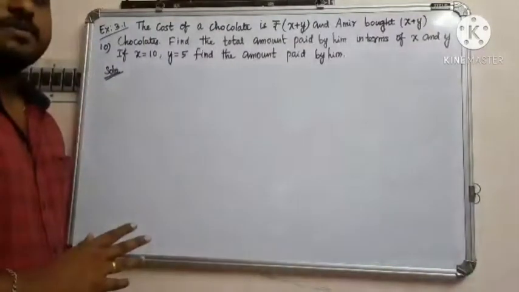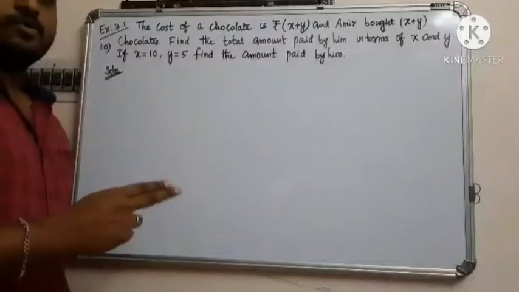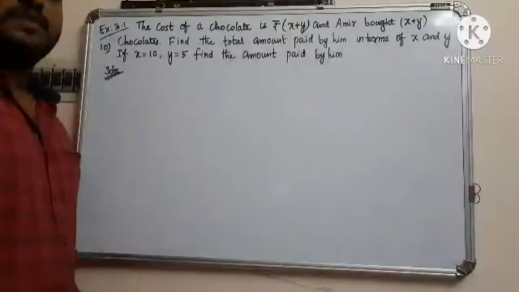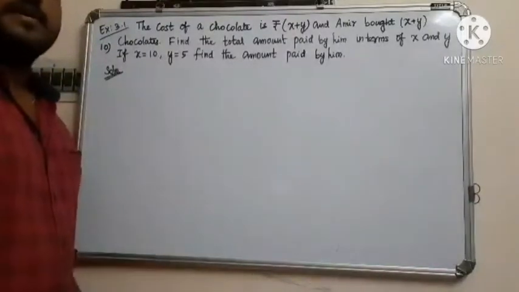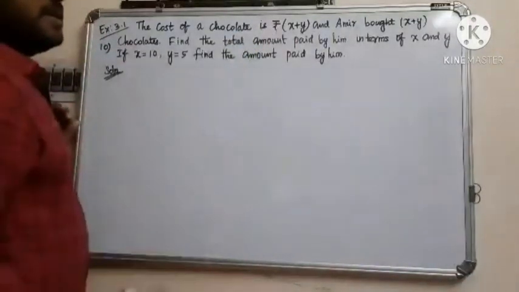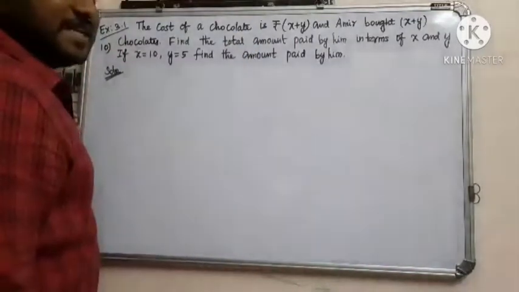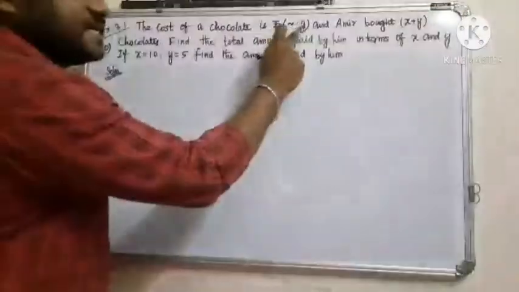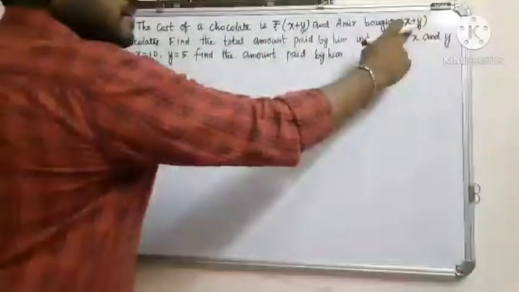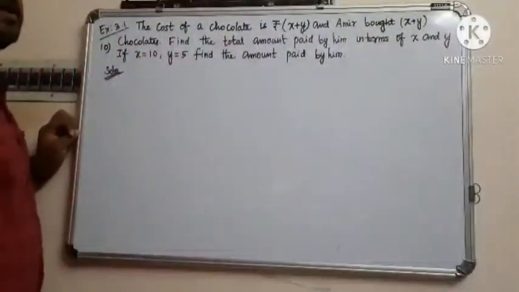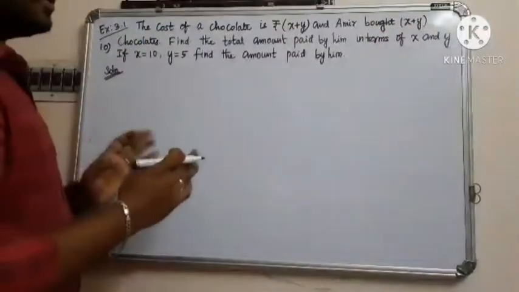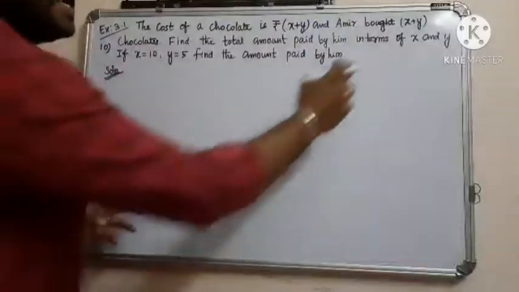So what is the amount? The total amount you have to pay to the shopkeeper is 5 into 5, 25. So you have to pay 25 rupees to get 5 pens. Same thing here, it is given in terms of variables. In variables, x plus y is the chocolate cost, and the number of chocolates Amir bought is also x plus y. You have to find the total amount in terms of x and y.